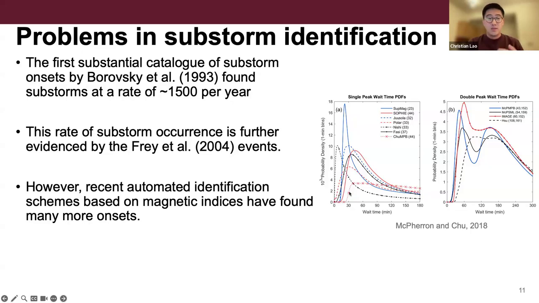However, recent automated identification schemes based on the magnetic indices have found many, many more onsets, such that the peak waiting time is now sub 1 hour. And actually it's caused a divergence in the modality of these distributions. So the previous distribution you saw was just unimodal with a sharp peak at 3 hours. The automated identification schemes now have both unimodal and bimodal, kind of indicating 2 modes of reaction for the substorm phenomena. So there's quite a big problem there.